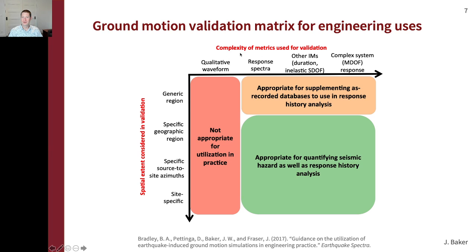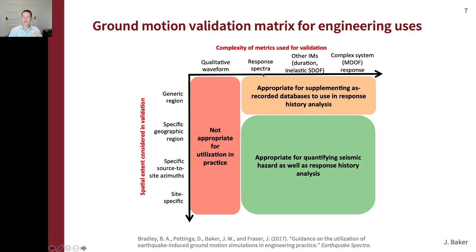Across the top of the plot, we have a range of metrics that could be used for validation. Starting from the left, the most straightforward but least general validation would be to look at the waveforms between simulations and recordings and make qualitative observations. Let me explain these axes, and then I'll talk about the results.